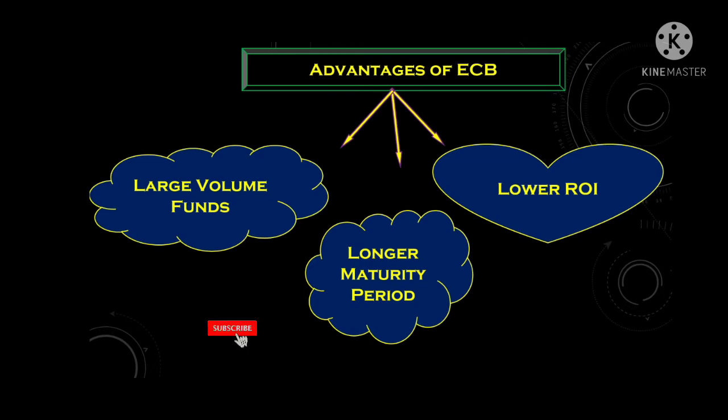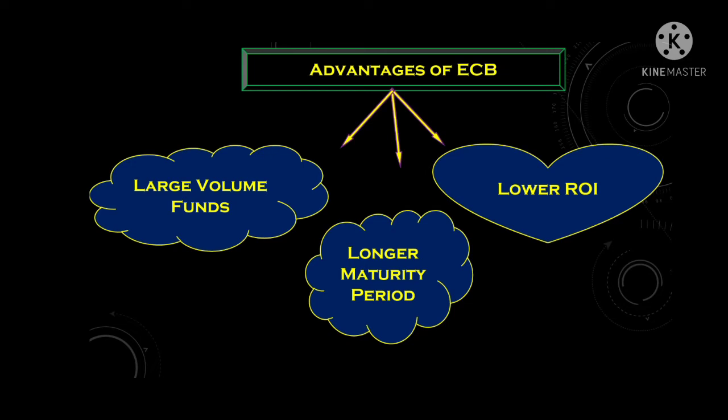Now move forward. Now we will talk about the advantages of ECB. Let's begin with large volume of funds. It is one of the advantages of ECB. Here a borrower, meaning an Indian entity, is availing or raising a large volume of funds, and the maximum cap limit is $750 million, which is quite large if we compare it with other sources of financing. So a borrower can avail a large volume of funds under ECB.